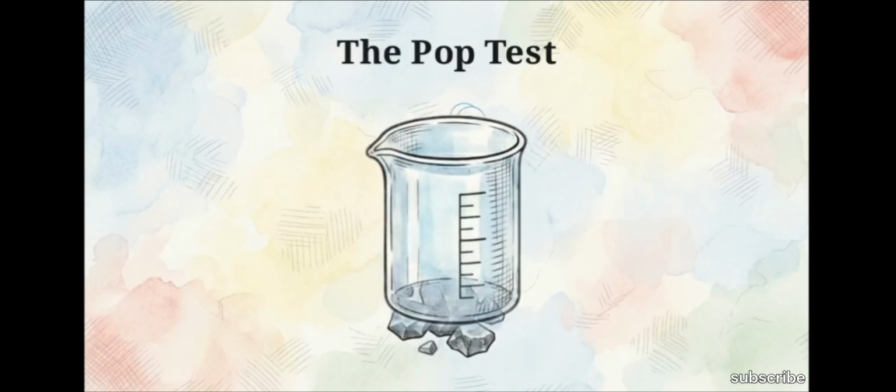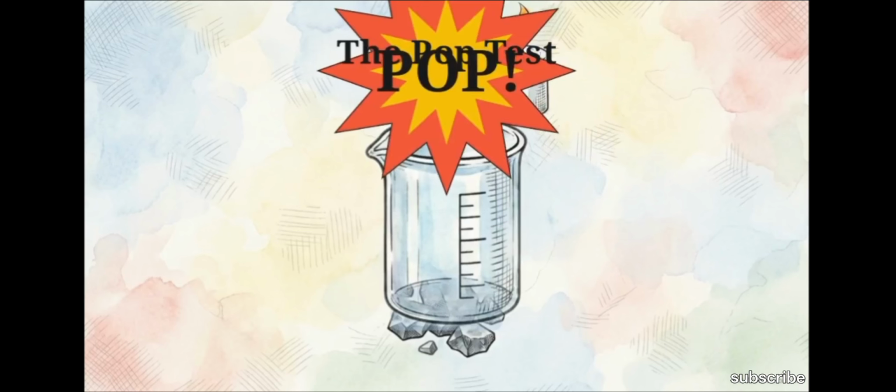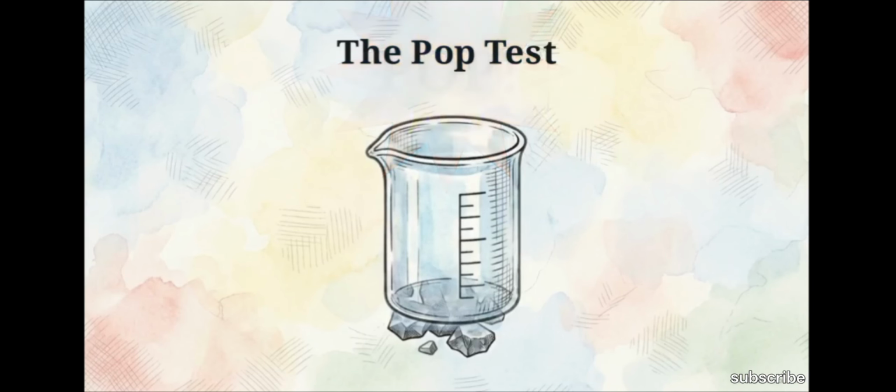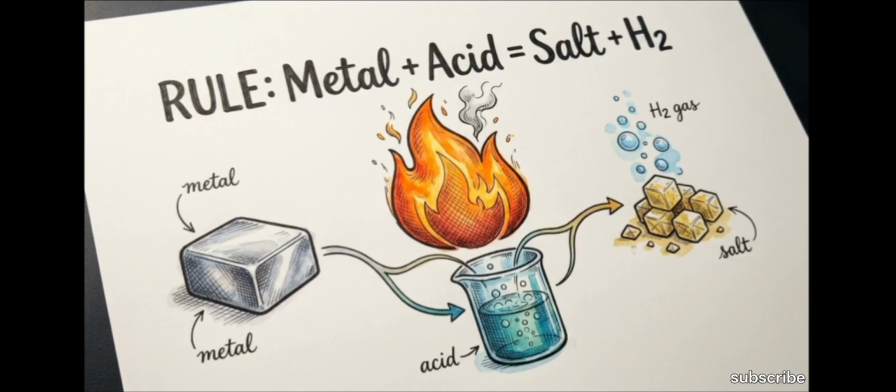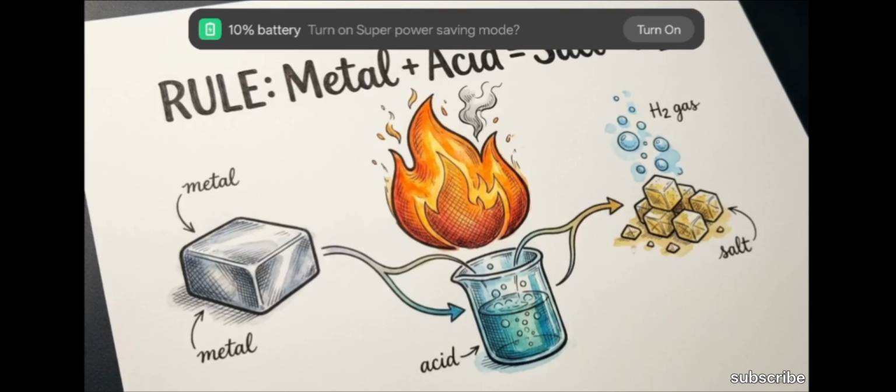This animation shows a standard laboratory method called the pop test. Because hydrogen gas is invisible and odorless, we prove its presence by bringing a burning candle near the escaping bubbles. Hydrogen is highly combustible, so it ignites with a sharp, distinct pop sound. You can rely on this rule moving forward. Whenever a metal replaces hydrogen in an acidic solution, combustible hydrogen gas is the guaranteed byproduct.